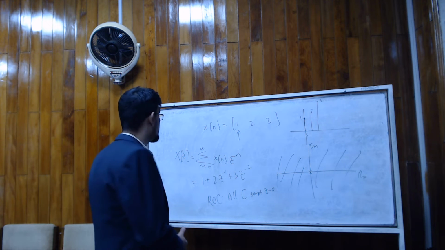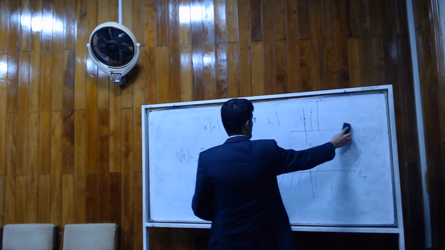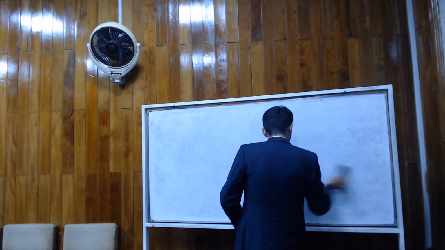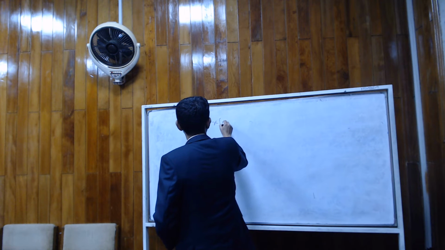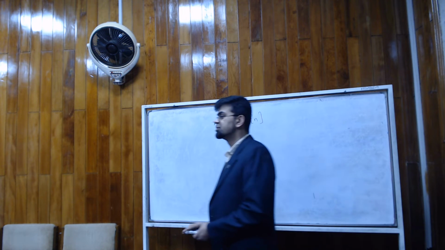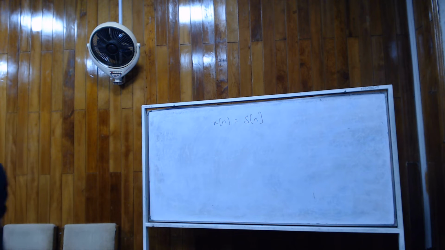Okay, try an interesting one. This was just some made up example. What if xn, the input, is delta? Remember delta? xn equals delta n. Now find the Z transform. You can do it very fast. This will be one. Is that definition complete or something left?